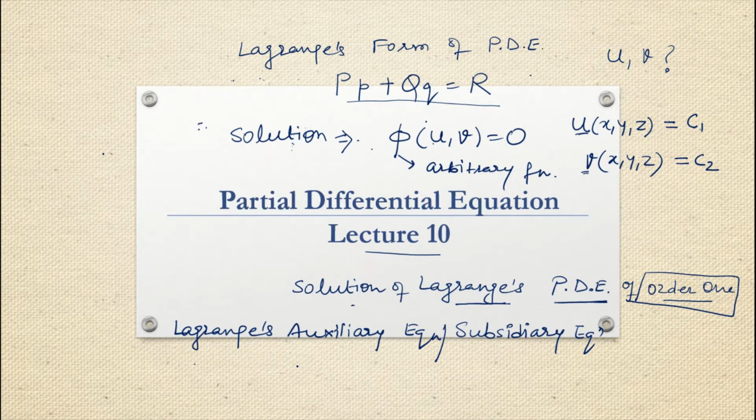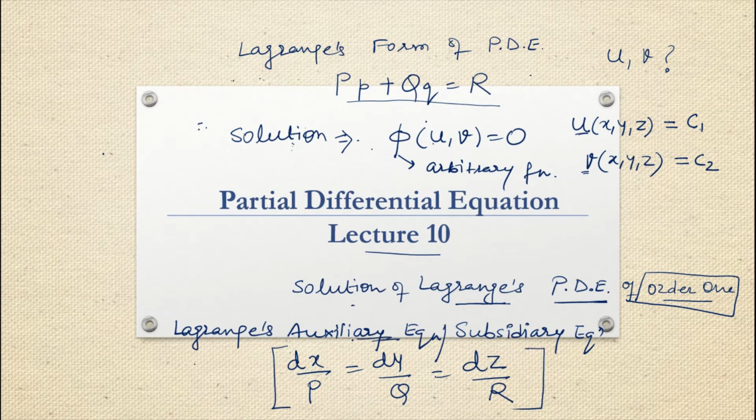So that is nothing but dx by P equals dy by Q equals dz by R. Okay, so this auxiliary equation is going to be very helpful to find the solution of Lagrange's partial differential equation. As we said, this phi is an arbitrary function, and u and v are solutions of this Lagrange's auxiliary equation.